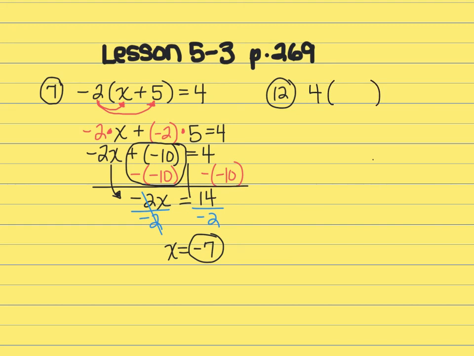A family buys 4 airline tickets online. The family buys travel insurance that costs $19 per ticket. The total cost is $752. Let X represent the price of one ticket. So we know that X is one ticket, plus we have an extra $19 in travel insurance for each of those tickets.